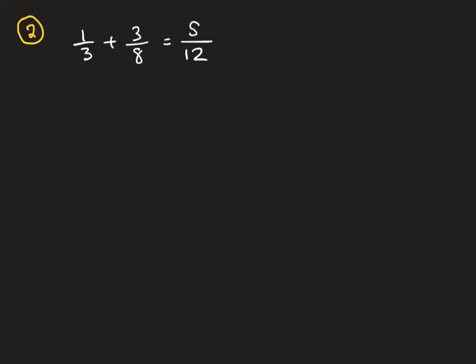Number 2, 1 over 3 plus 3 over 8 equals s over 12. This one is not a proportion. A proportion, again, like on number 1, is just a fraction equal to a fraction. This one's a little bit more involved. So not a proportion, so we're not going to cross multiply.